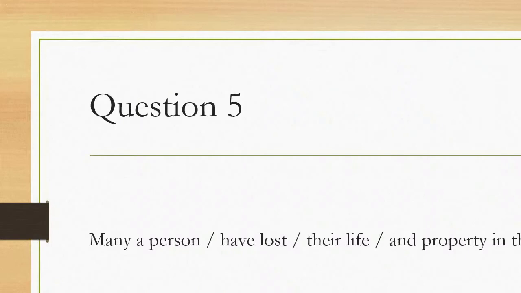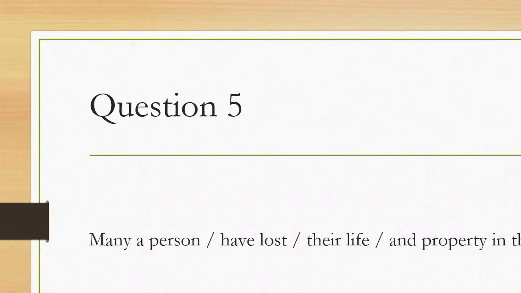See, if you just read like that, you will find that everything seems to be all right. Okay, if you go very fast, like many a person have lost their life and property in the riot. Now this seems like everything is meaningful. Now I don't find any error when I read it very fast. But then when I stop, when I think, I could see some error.